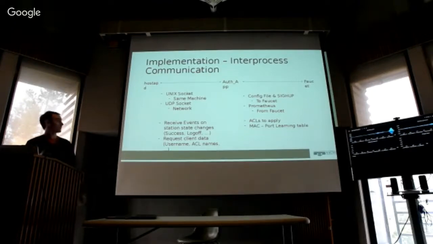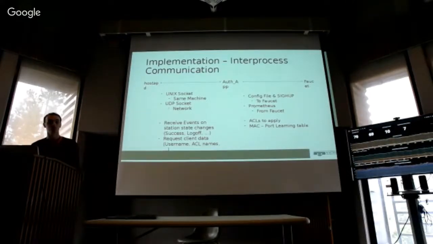Between AuthApp and Faucet, we talk to Faucet via a config file when we want it to do something, and then send the SIGHUP. And when we want to get something from Faucet, for example, the MAC learning table of where each user is located on our network, we use the Prometheus interface.